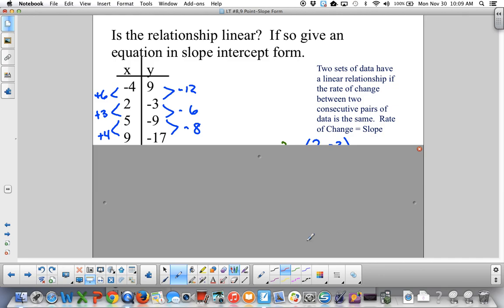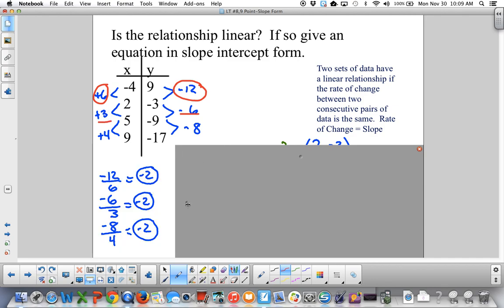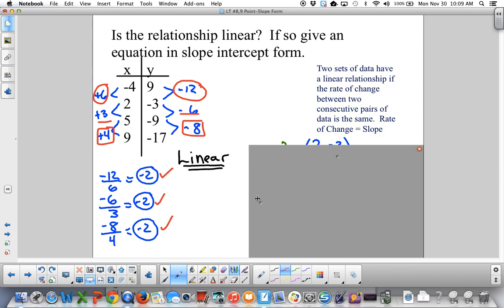Is the relationship linear? If so, write the equation in slope-intercept form. So here we could find if it's linear by doing our change in y's and our change in x's. And then we would take our change in y and put it over our change in x, and then take this change in y and put it over this change in x. So when I do negative 12 divided by 6, I get negative 2. Negative 6 divided by 3 gives me negative 2. And then negative 8 divided by a positive 4 also gives me negative 2. So it's a constant rate of change, so this is a linear relationship.